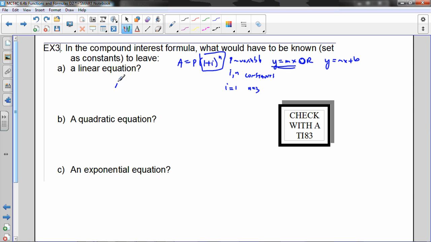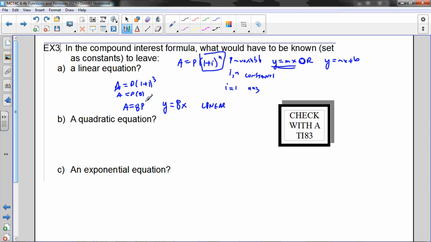So what would we have? We'd have A equals P. By the way, an interest rate of 1 is 100% interest, which is pretty wicked, isn't it? But oh well. A equals P times 2 to the exponent 3, which is 8. So then I have the equation A equals 8P. The dependent variable is A, the independent variable is P. That's a linear function, isn't it? And as it says, check with the TI-83, we will do that later.